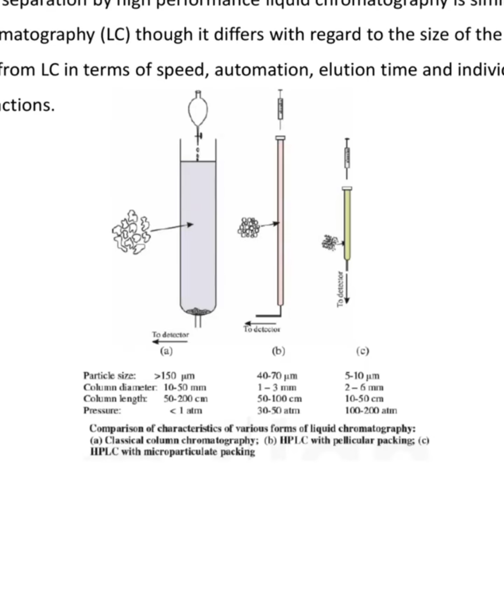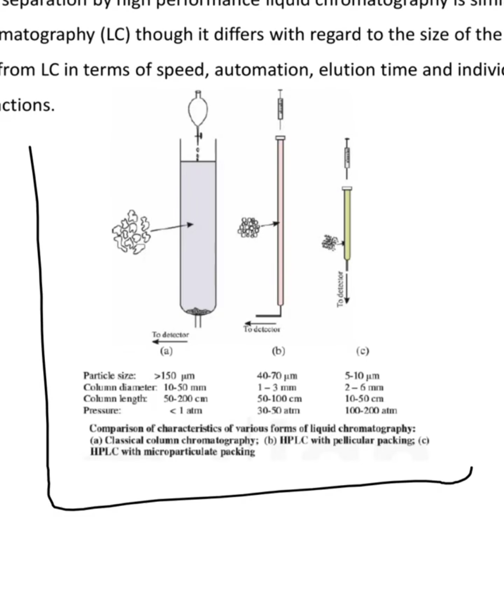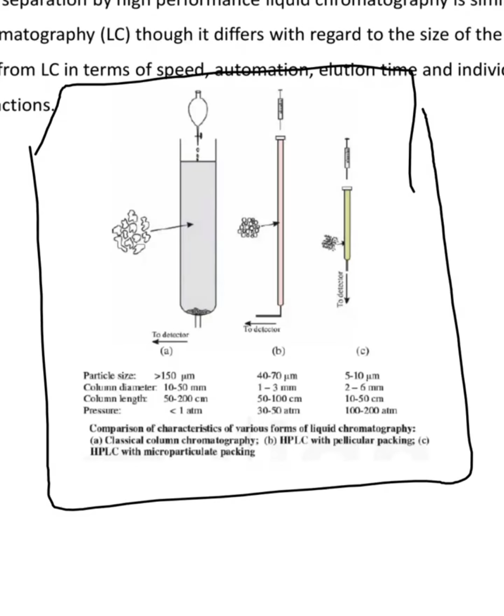As I told before, in HPLC we are going to use the sample in liquid form. It can be dissolved in the solvents which are used in the mobile phase, or dissolved in different solvents and injected to the column as a liquid. Here it differs with regard to the size of the column and the sample also. This one is used for the first one, which is shown here.